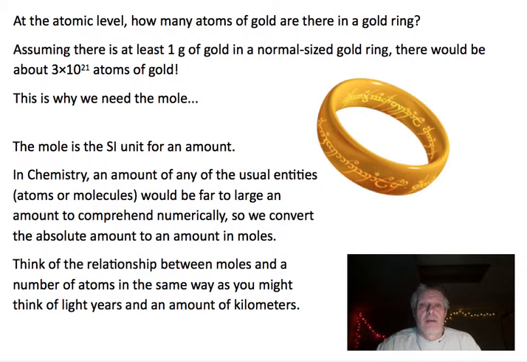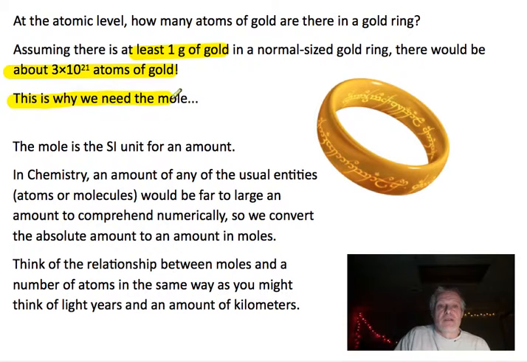Another example, at the atomic level, how many gold atoms are there in a typical gold ring? Well, if we assume that there's, say, at least 1 gram of gold, that's not a lot. 1 gram of gold, there would actually be about 3 times 10 to the 21st atoms of gold in that ring. So it's these sorts of numbers that bring us to using this chemical amount, the mole.